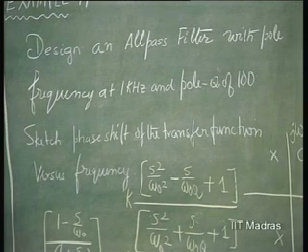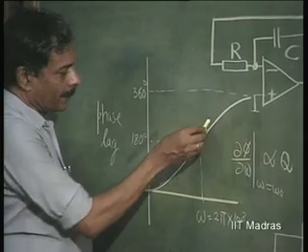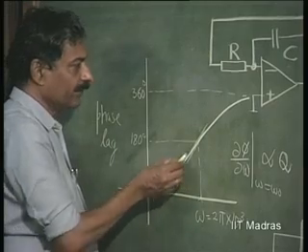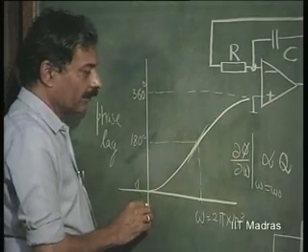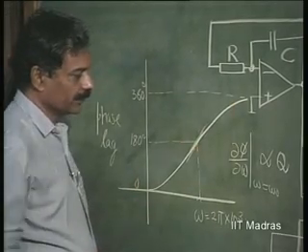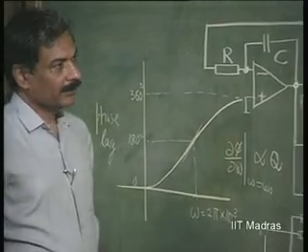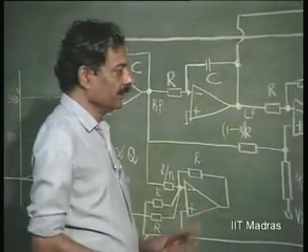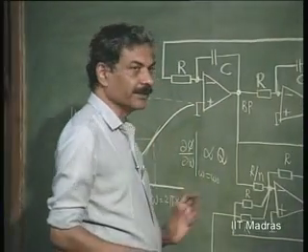This gives you uniformly the phase varying from omega equal to 0 to omega equal to 360 degrees. So this design of the circuit is for this purpose, to get this kind of phase variation.